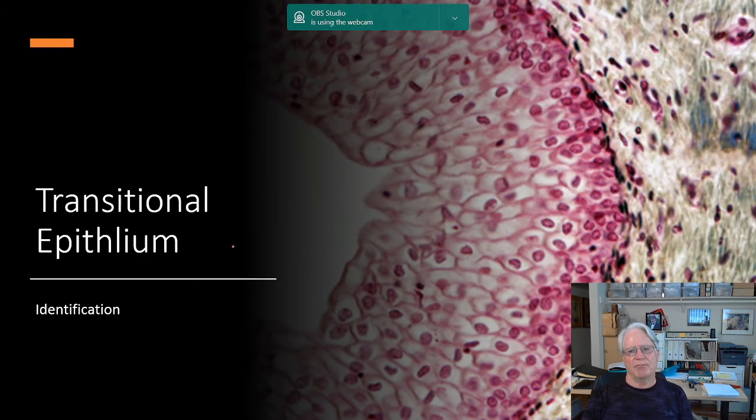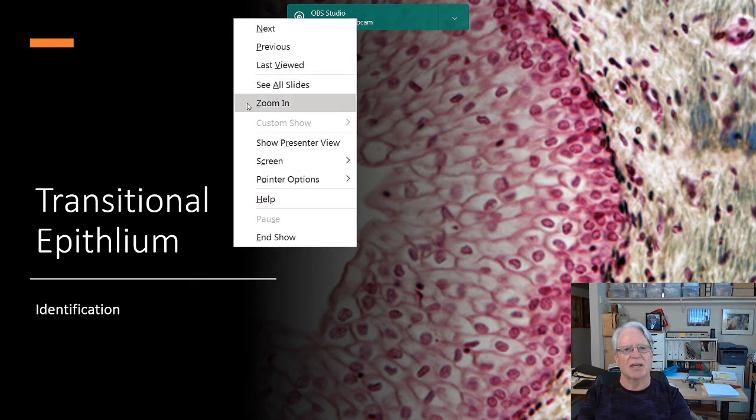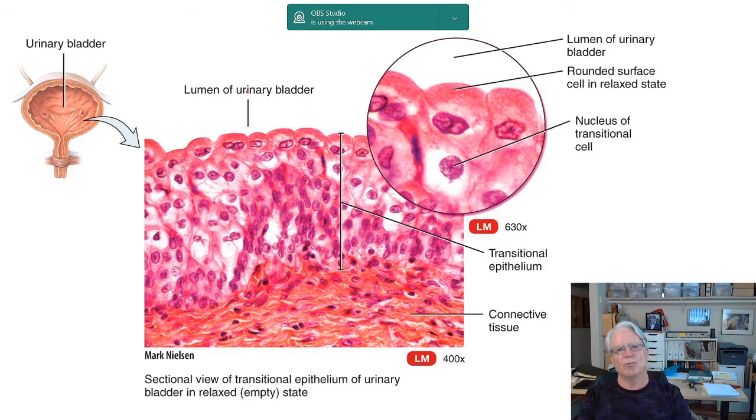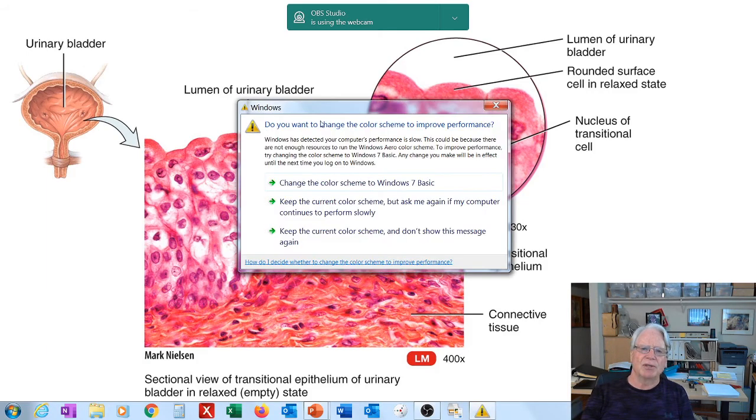Transitional epithelium. So what is that? Well, that's a type of epithelial tissue that transitions from one shape to another. So we had flat cells, cuboidal shaped cells, column-like cells, and then transitional cells. And they are literally transitioning from one shape to the other.